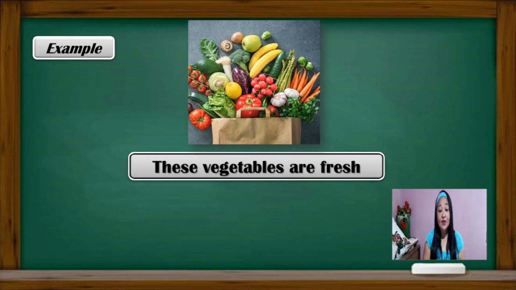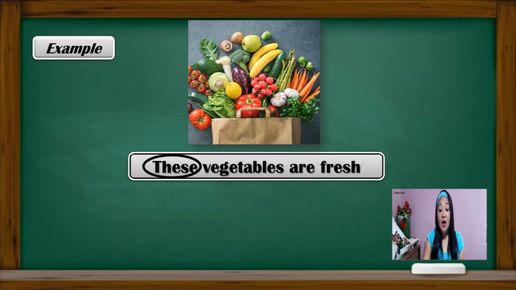Look at the example that runs on your screen. These vegetables are fresh. When I say these vegetables are fresh, the word these is an adjective, because the word these is used to show or indicate. Here it is used to indicate the vegetables. So when I say these vegetables are fresh, the word these is an adjective. What kind of adjective? Demonstrative adjective, because it indicates or shows what we are talking about.